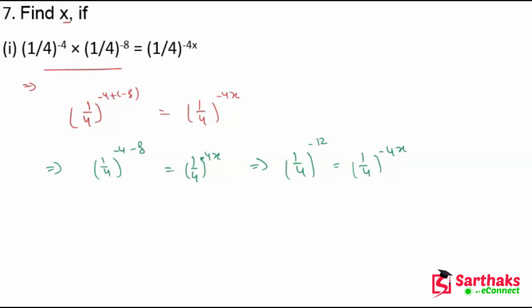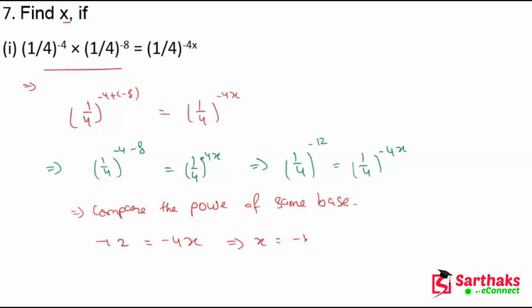Now compare the power of the same base. Here we can write minus 12 is equal to minus 4x. So x will become minus 12 upon minus 4. This minus is cancelled, and we can divide 12 by 4 in 3 times. So here we get x is equal to 3. I hope you understand these things, my dear friends.